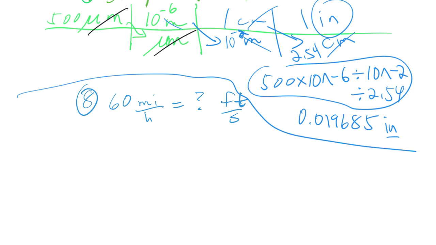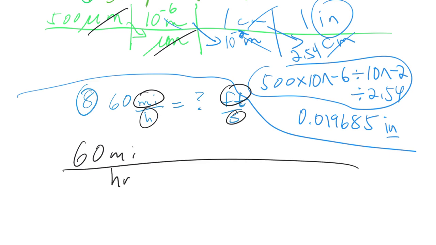Okay, number 8, we're going to have to change miles to feet, and we're going to have to change hours to seconds. So let's see, 60 miles per hour. Write down your known term. Okay, it's going to be easy to change hours to seconds. Let's do that first. So 1 hour. There's nothing there in the known term. That's a 1. So I'm going to bring hour up. 1 hour, there's 60 minutes.